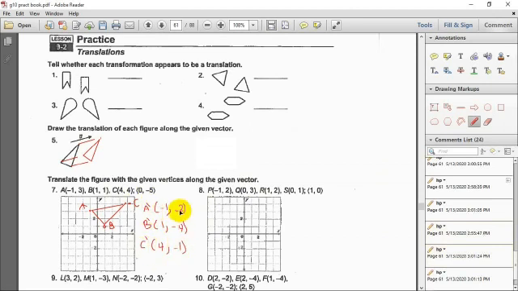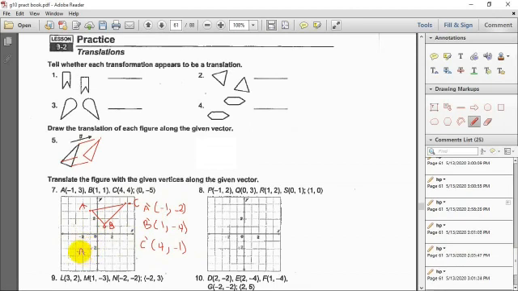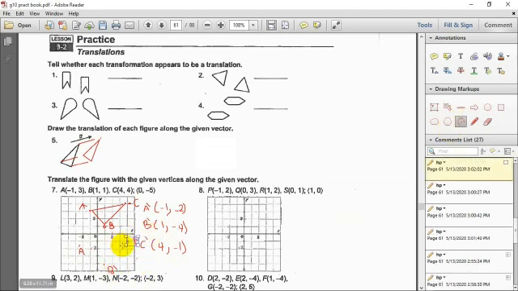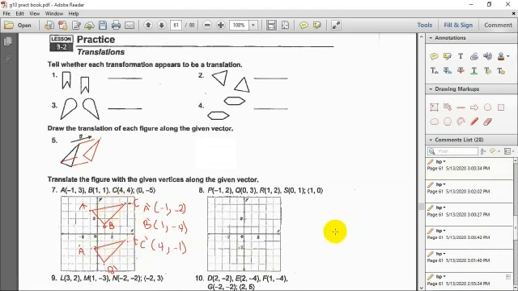So I have here the image. Let's draw it. (-1, -2), this is the point A dash. B dash is (1, -4), this is B dash. C dash is (4, -1), this is C dash. Then we're going to join them together. Okay, so this is the translation of this figure.